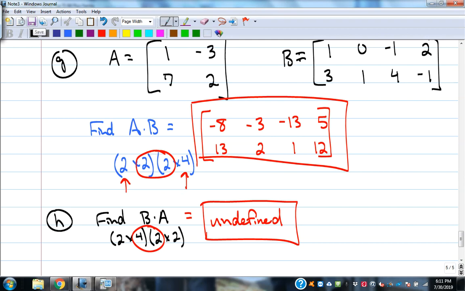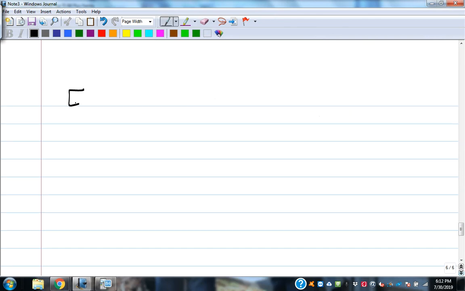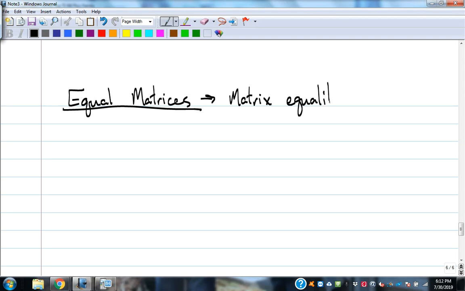Now, let's look at the last thing in this particular section, and then we'll get to that very last section about matrices. This last thing is called equal matrices. Sometimes you might hear this called matrix equality. That means the same thing. It's just semantics about how you say it.